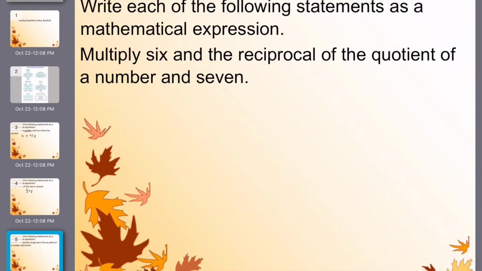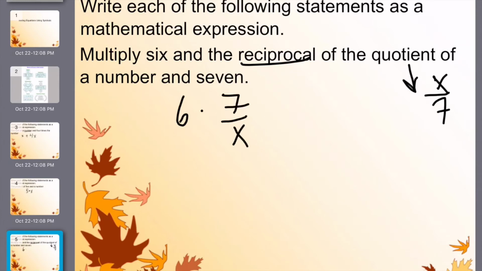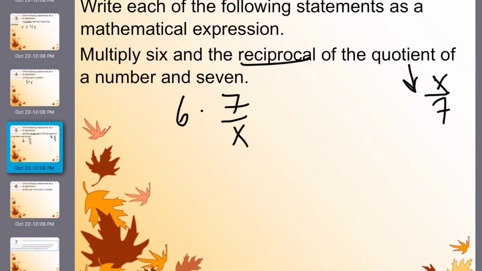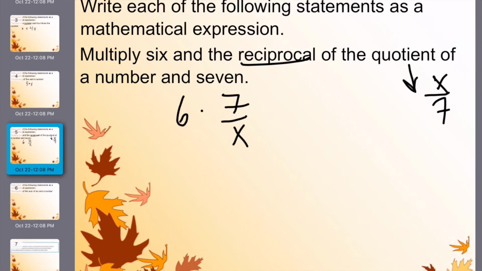Multiply 6 by the reciprocal of the quotient of a number and 7. So the quotient of a number and 7 is like that. They want the reciprocal of that, meaning they want it flipped. So it's 6 times 7 over x. It's really important for us to remember key mathematical words like reciprocal, and sometimes we have to read very, very closely. Okay, let's try one more example, just so that we get a feel of it.